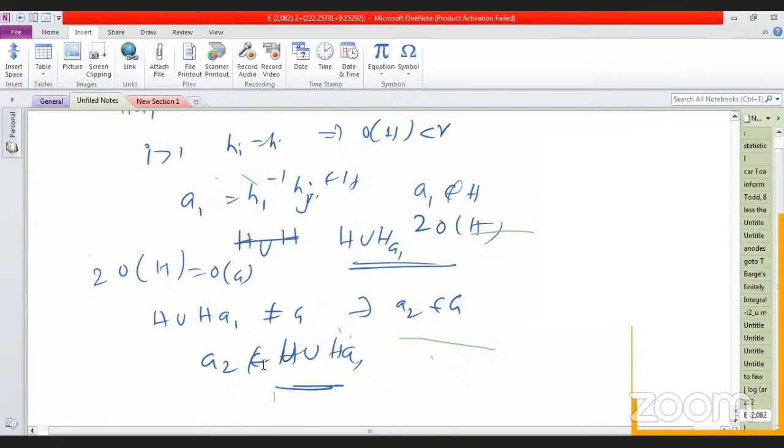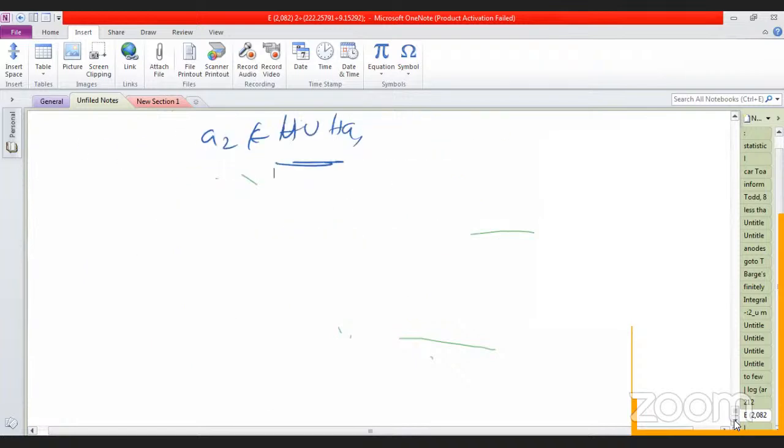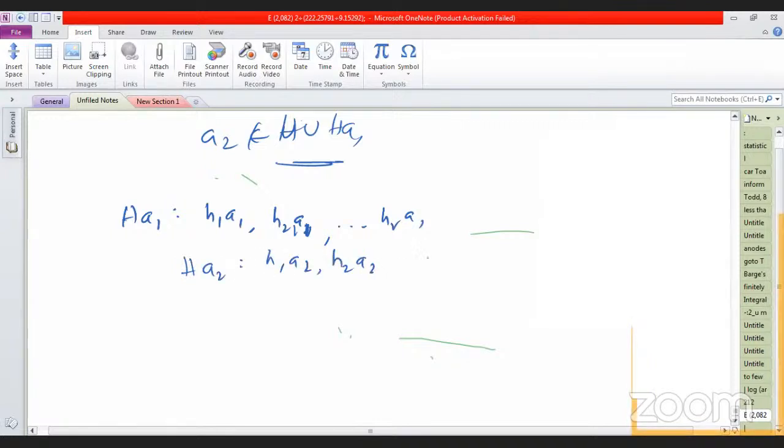So therefore, we can write here HA1: H1A1, H2A1, and so on, HRA1. Then HA2: H1A2, H2A2, and so on, HRA2. So the entries of HA1 are equal to no entry of HA2 occurring in H and HA1. So therefore, H union of HA1 and HA2, that is 3 order of H or not?